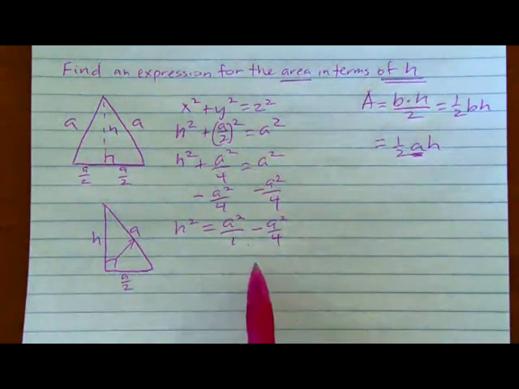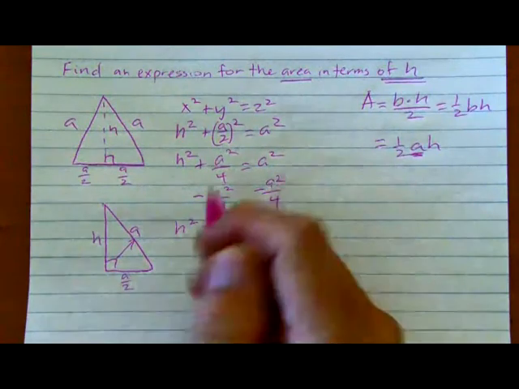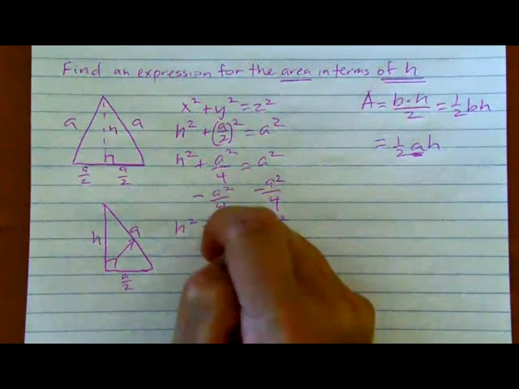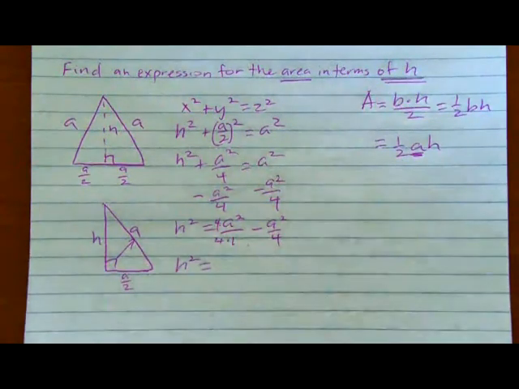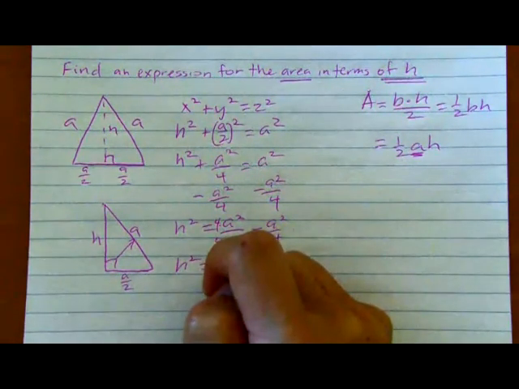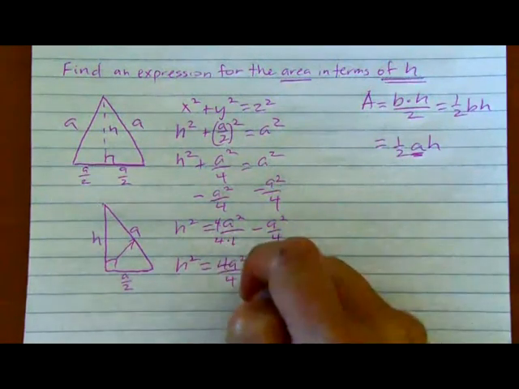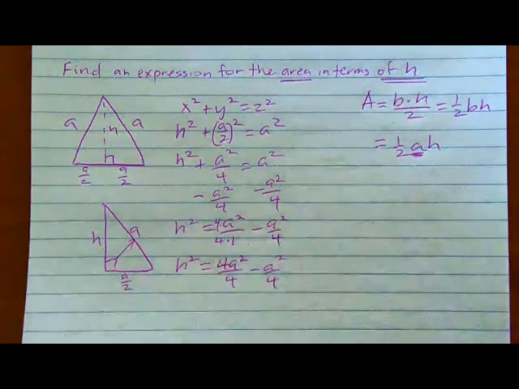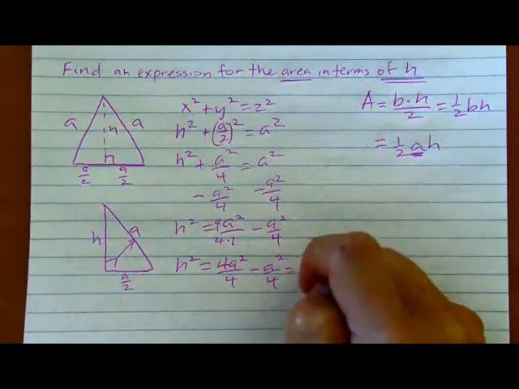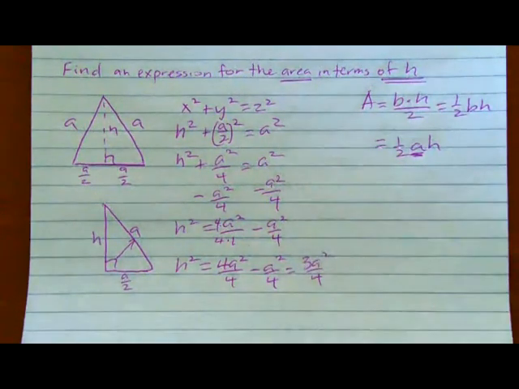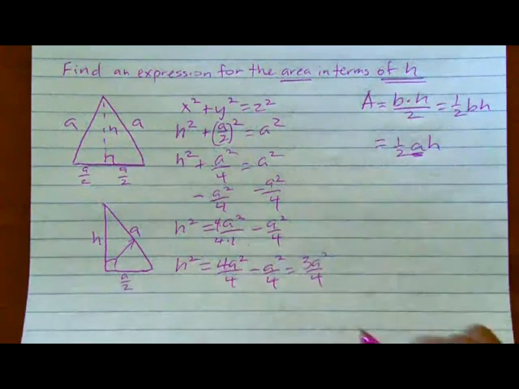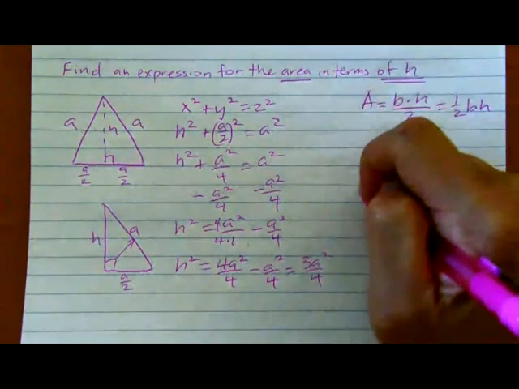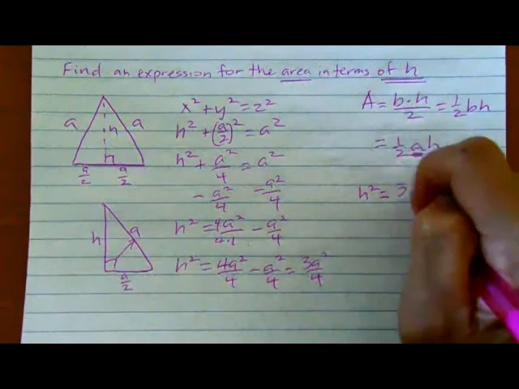You can't subtract unless you have a common denominator. I'm going to multiply by 4. H squared equals 4a squared over 4 minus a squared over 4, which gives us 3a squared over 4. We need to get a by itself. Okay, so wait, let me write it here. H squared equals 3a squared over 4.